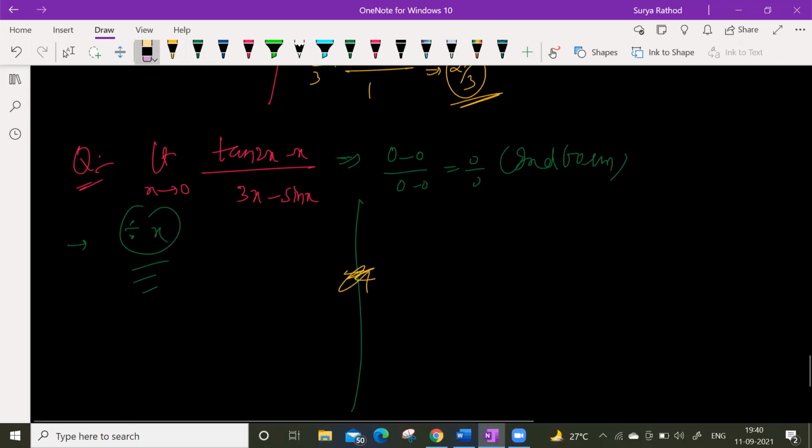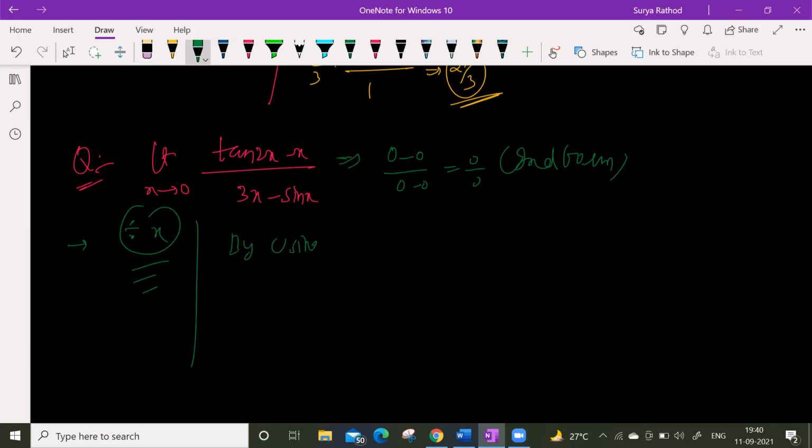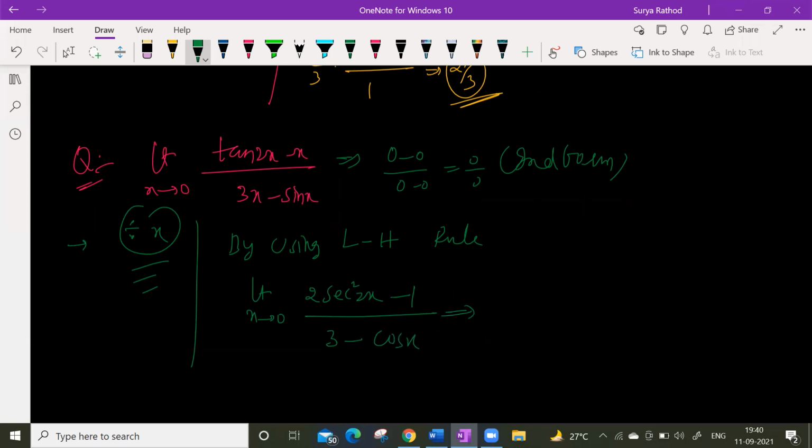By using L'Hopital rule, what must I do? Differentiate the numerator. What is the differentiation of tan 2x? 2 sec square 2x, minus d by dx of x, which is 1, divided by d by dx of 3x, which is 3, minus d by dx of sin x, which is cos x. Are you people understanding here? Yes, sir. Now apply it. Just substitute the value of x here.